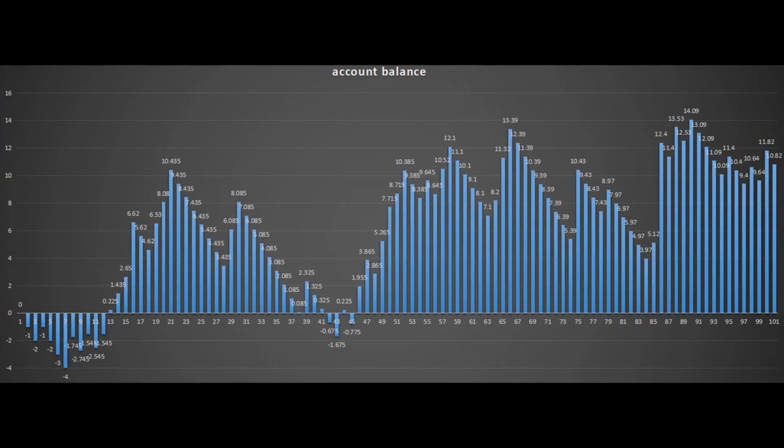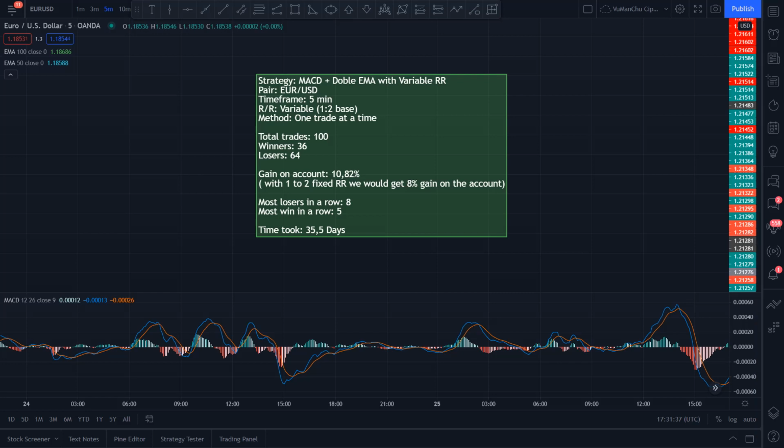As you can see on the account balance growth diagram, it has some serious pullbacks which we don't really like in a strategy. This is one of those strategies that have big losing streaks and a few winners in a row, which means this strategy is ideal for my variable risk-taking optimization.